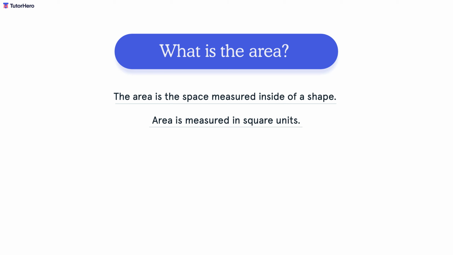What is the area? The area is the space measured inside of a shape. Area is measured in square units. For example, millimeters squared, centimeters squared, or meters squared.